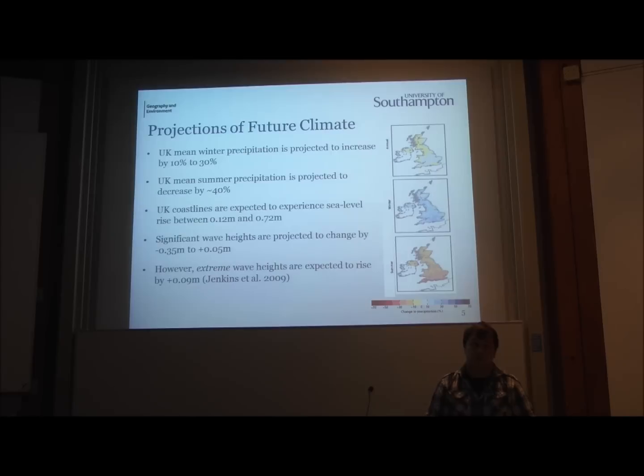This is coupled with changes in wave heights, which in the physical systems are layered on top of these sea level rises. We're seeing a mean average change in wave heights, anywhere between a drop of 35 and a slight increase of 5 centimetres. But again, it's the extremes in wave heights that are going to be driving these processes on the Isle of Wight, with extreme wave heights expected to increase by about 10 centimetres.